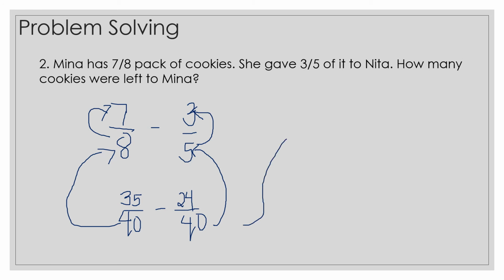Now let us subtract. 35 minus 24 will give us, that's right, it's 11. 11 and then copy the denominator 40. The answer is 11 over 40. 11 over 40 of the cookies were left to Mina.